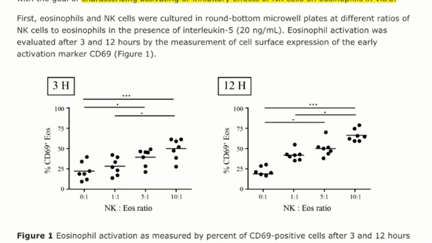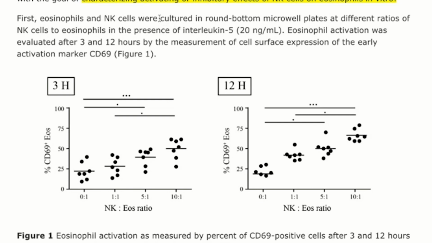cells to eosinophils in the presence of interleukin-5 at 20 nanograms per milliliter. Eosinophil activation was evaluated after 3 and 12 hours by the measurement of cell surface expression of the early activation marker CD69. All right, so this is very much a methods paragraph. It's telling me literally what did they do. So first, I know they cultured the cells. So I care about that.